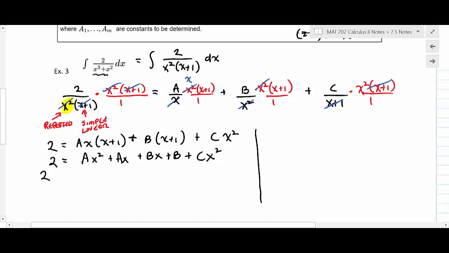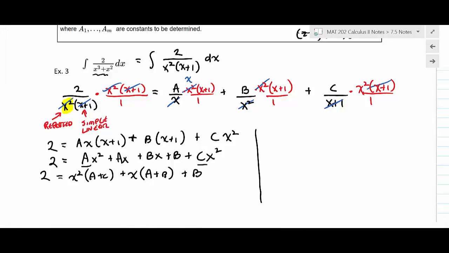We're going to group together the x squareds. If we do that, you're going to have x squared times A plus C. Those go together. Then you have the x's that go together, so that's x times A plus B. And then you've got the leftover B. Let me make sure everybody's got the hang of what I'm doing there.